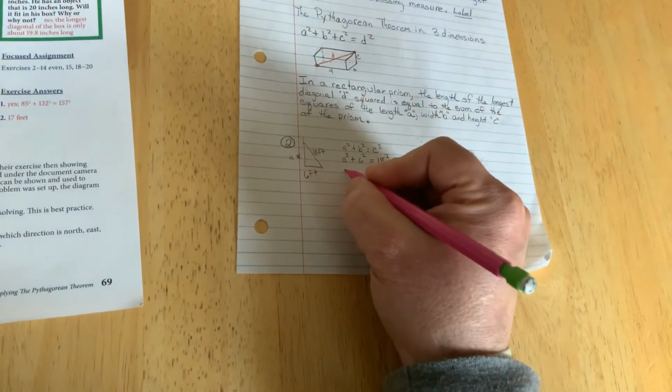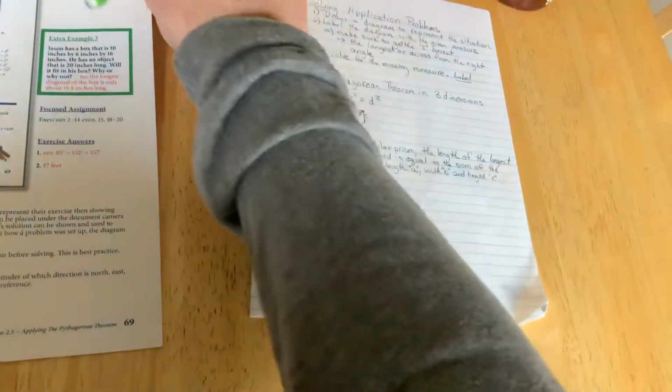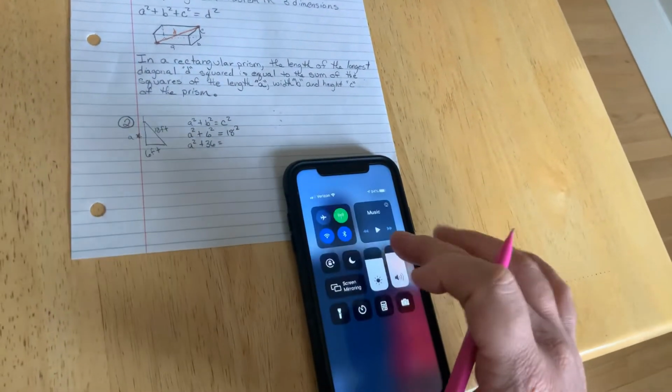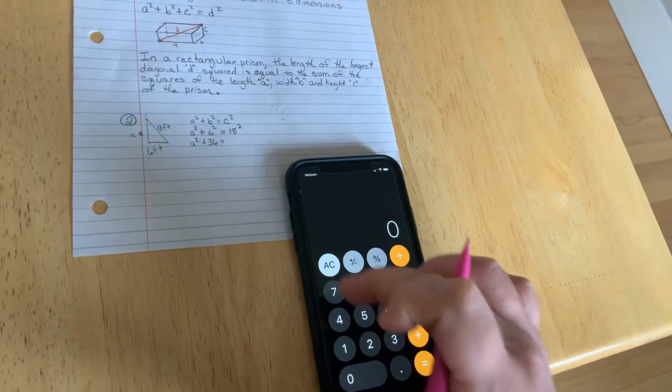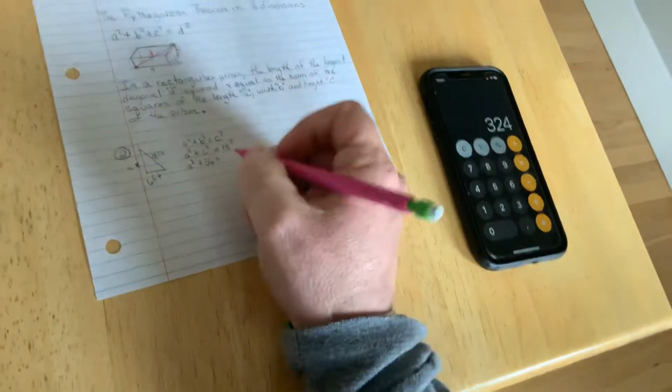Then we end up with A squared plus 36 equals 18 squared, which is 324.